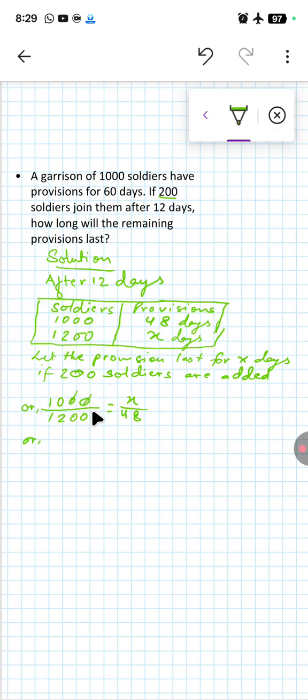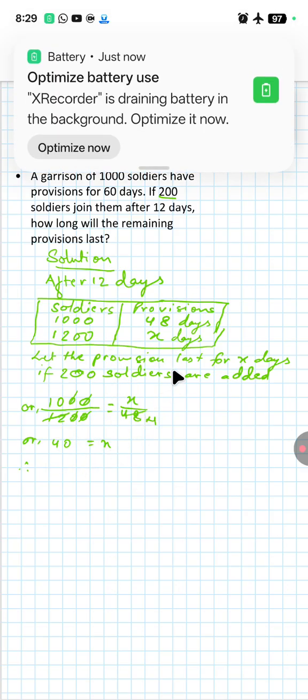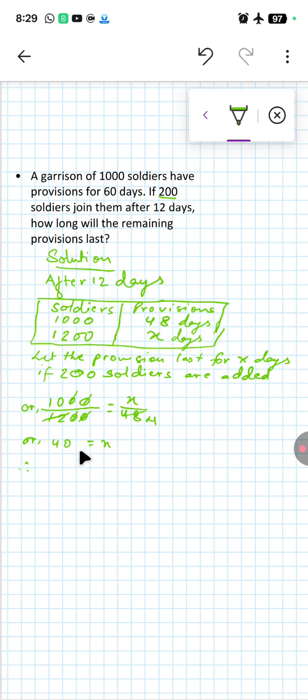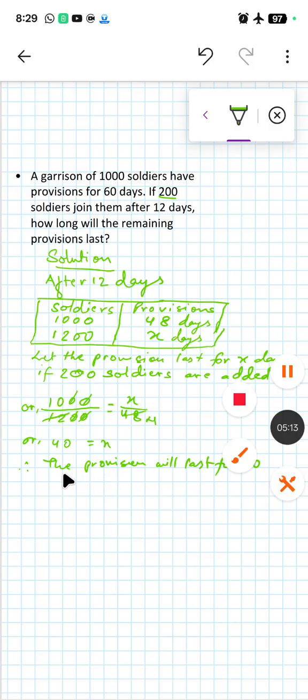Now let us reduce to lowest terms. 2 zeros can be reduced. Here we can reduce this also. 12 4s are 48. Now 4 into 10, that becomes 40. So therefore, if 1,200 soldiers will be eating the food, the provision will last for 40 days.